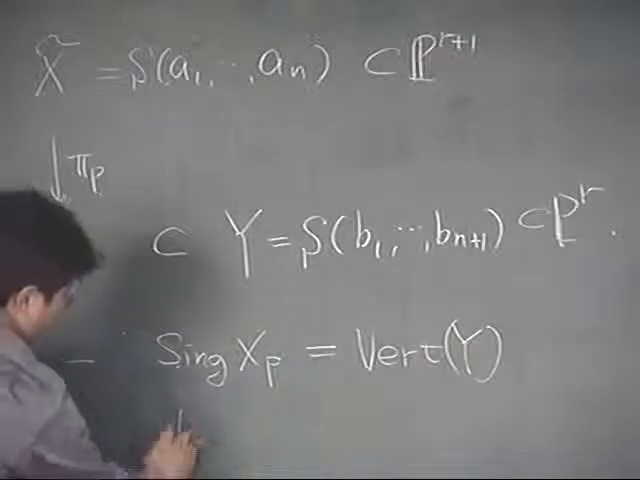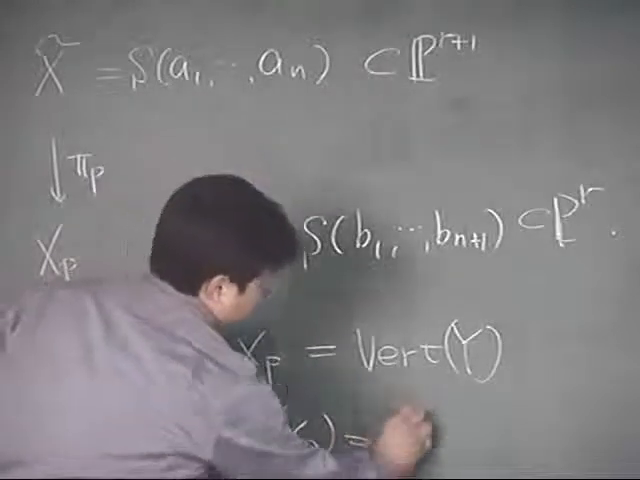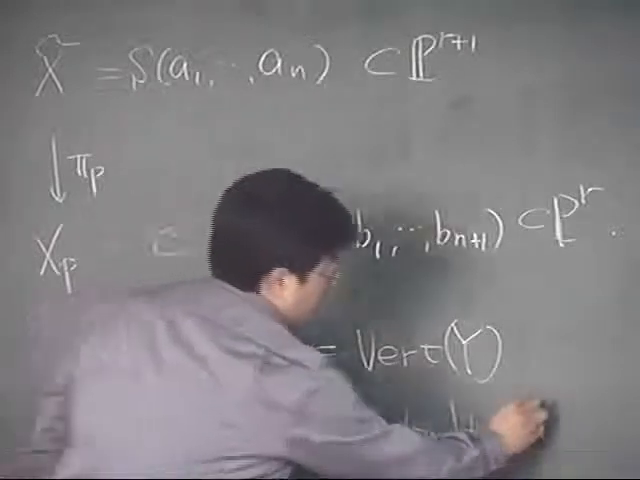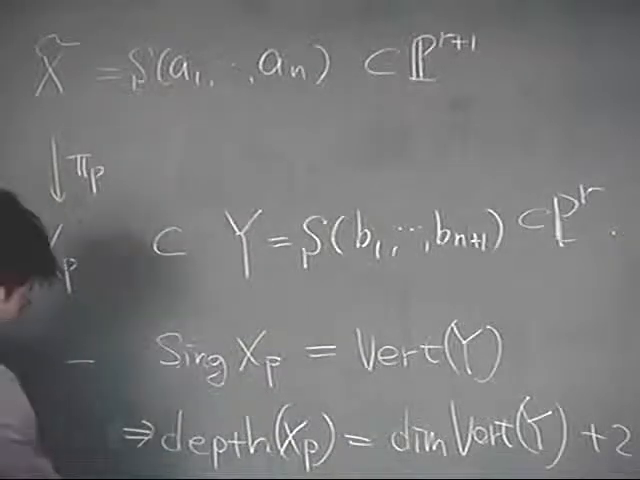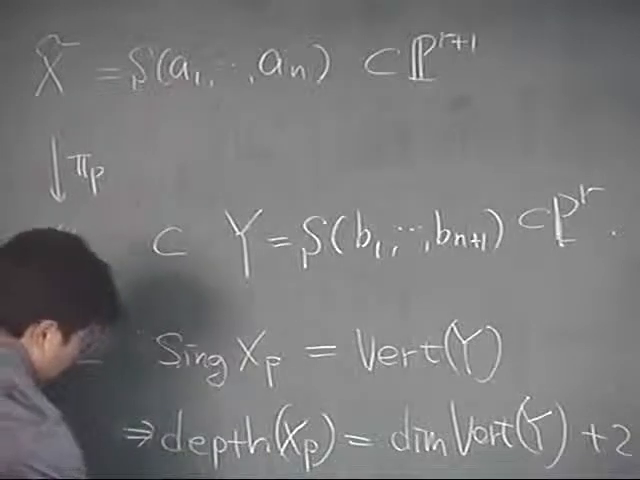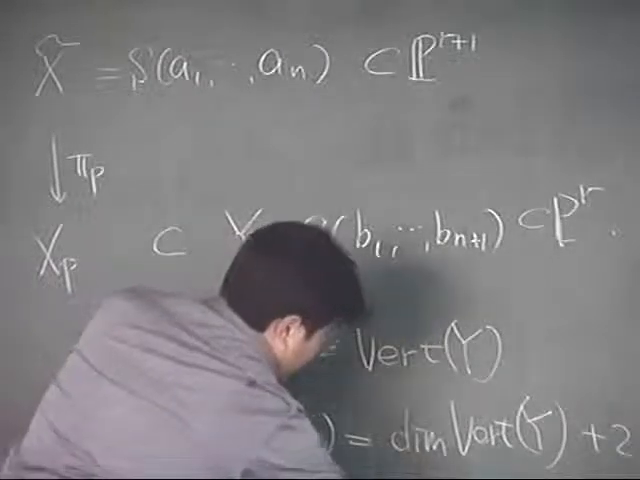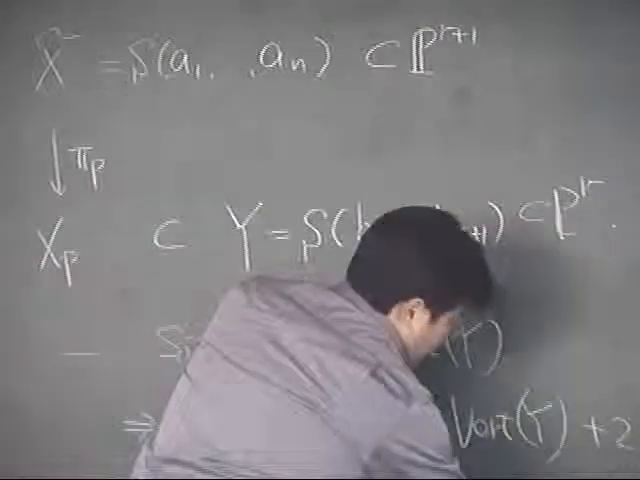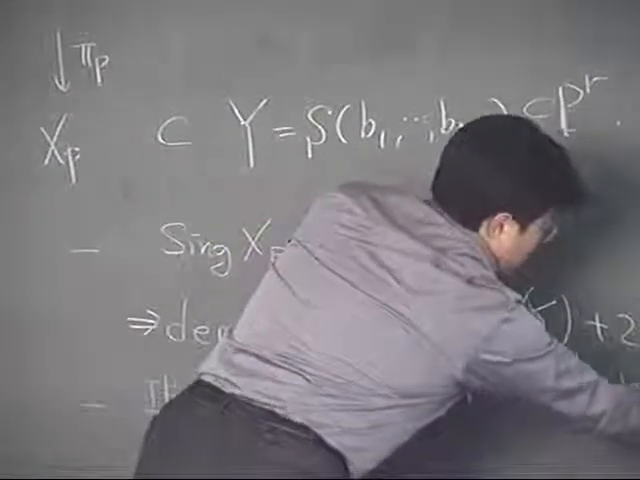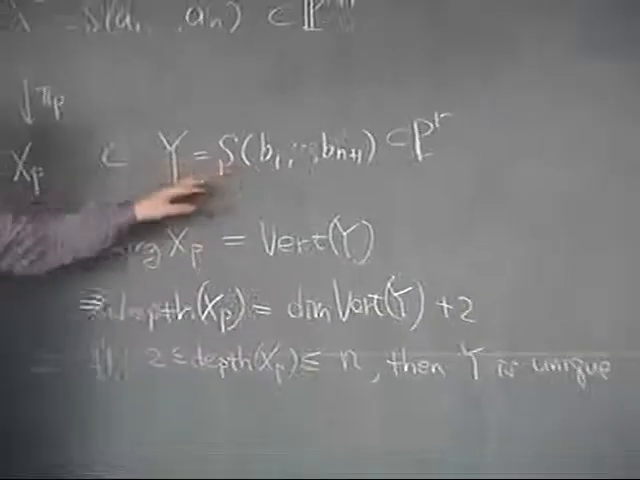And so the depth can also be computed by using this embedding scroll. This is just the dimension of the vertex plus 2. If the depth is between 2 and n, then Y is unique. It is unique as a set, not concerning the numerical type. As a set, this is unique.